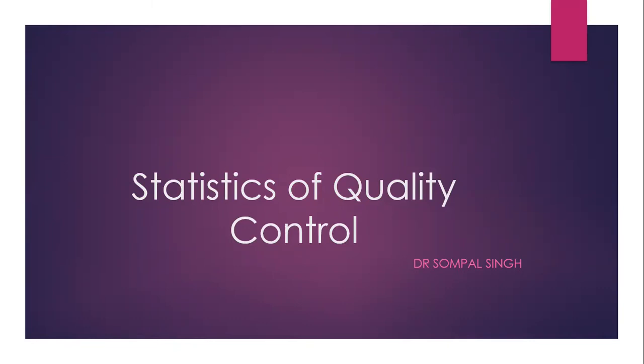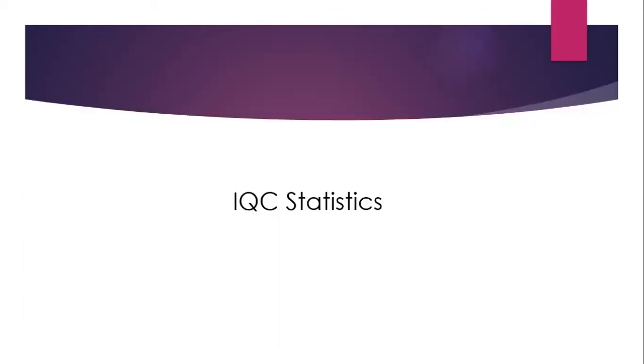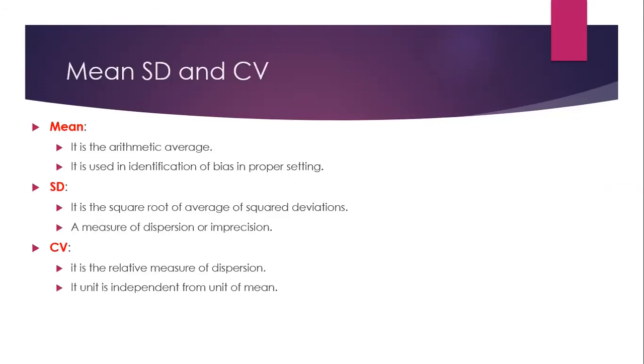Today I'll talk about the statistics behind quality control methods, both for internal quality control and external quality assurance. First, for internal quality control, we need to calculate the mean, standard deviation, and coefficient of variance of the laboratory.